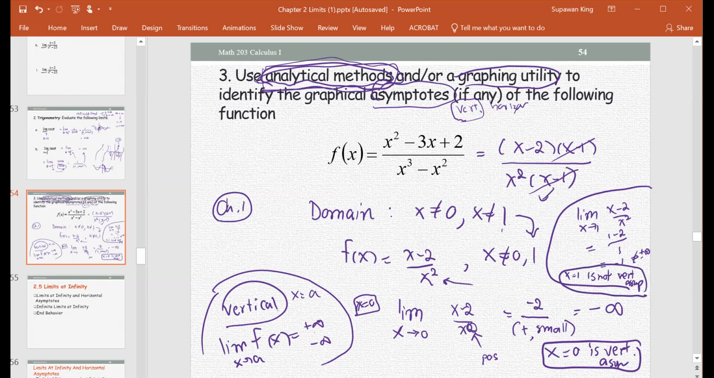So x equals 1 is not, but x equals 0, yes. The reason I list the domain before the vertical asymptote is that sometimes the domain restrictions and vertical asymptotes are the same numbers. You might say if the domain is x not 0 and x not 1, both would be vertical asymptotes, but not in this case. x equals 0, yes, but x equals 1 gives you a hole on the graph. You can find the limit, but you cannot find the function value.